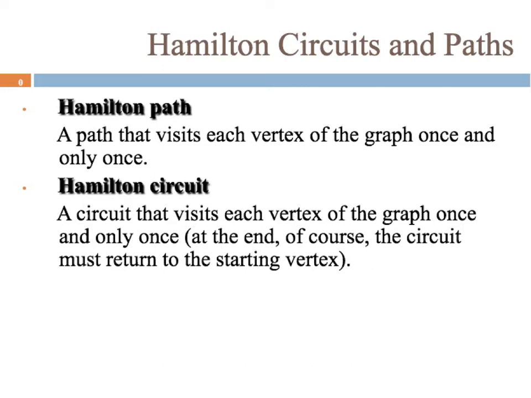A Hamilton path is a path that visits each vertex of the graph once and only once. A Hamilton circuit is pretty similar, except, of course, at the end we've got to go back to where we started. So we end at our starting vertex. It seems like a similar concept to Euler circuits, but it's actually going to be very different.